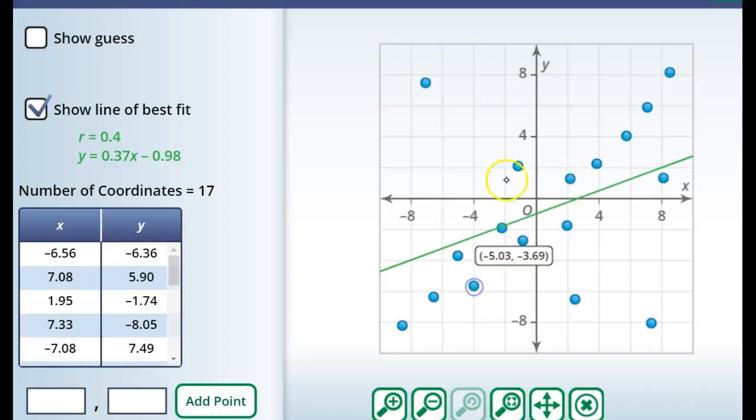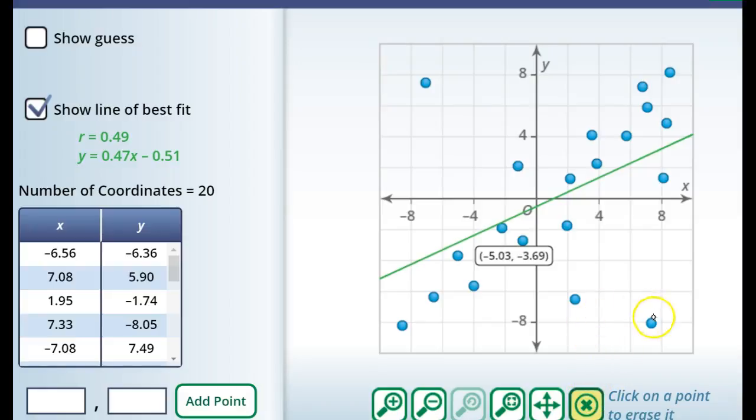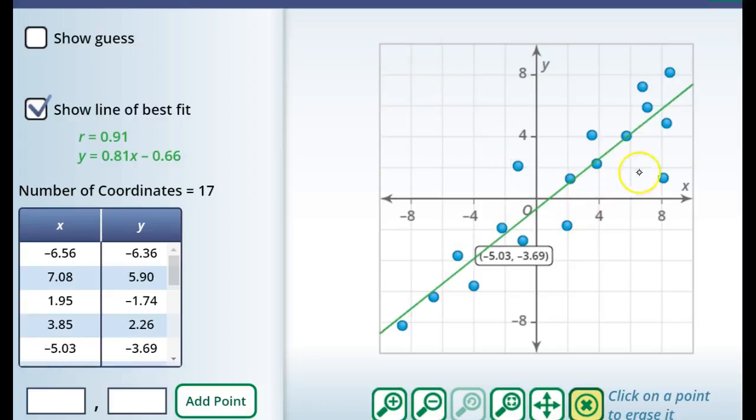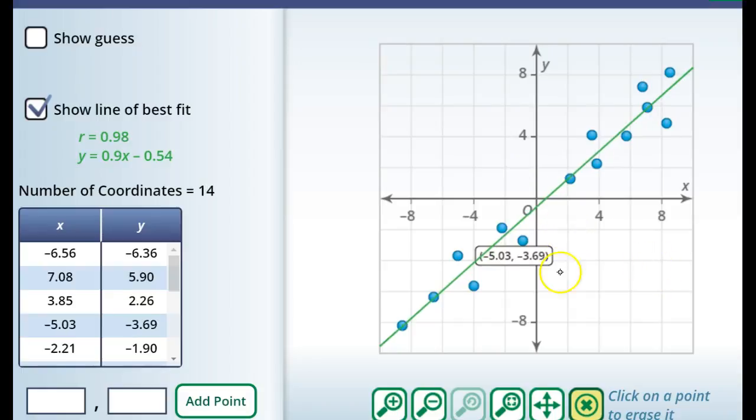And then notice R is strengthening when I start putting points that are in a linear pattern. Now I'm almost up to halfway. I'm going to click this X, and I'm going to click these points that are way far off the line. And you'll see that R gets really, really strong fast when we start eliminating these points that are not really close to the line. The closer all the points in the data set are to a line is what makes R big and close to 1.